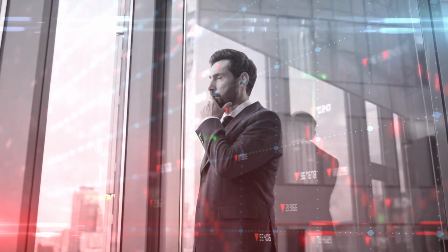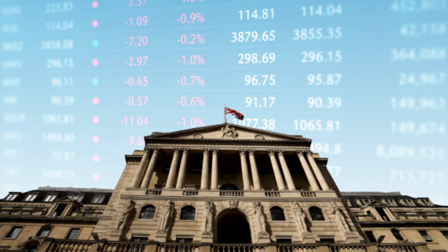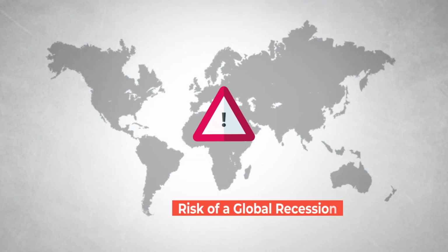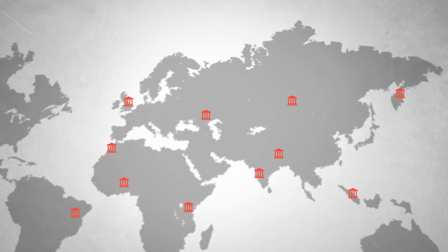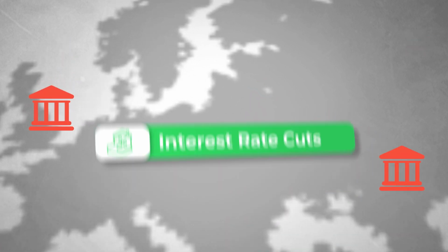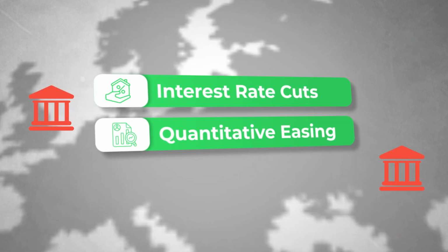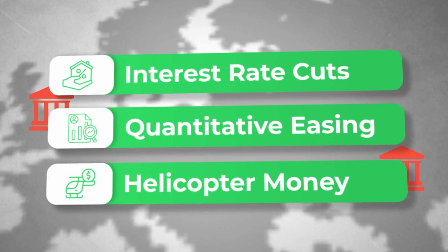Can you imagine what it must be like to handle an economic crisis? Or wondered how central banks tackle an event like a recession? With the risk of a global recession increasing every day, central banks all over the world are gearing up. How do they do this? They implement policies such as interest rate cuts, quantitative easing, and helicopter money. But how does it all actually work?